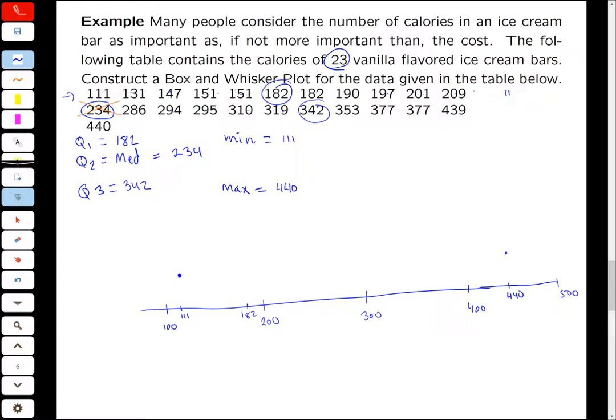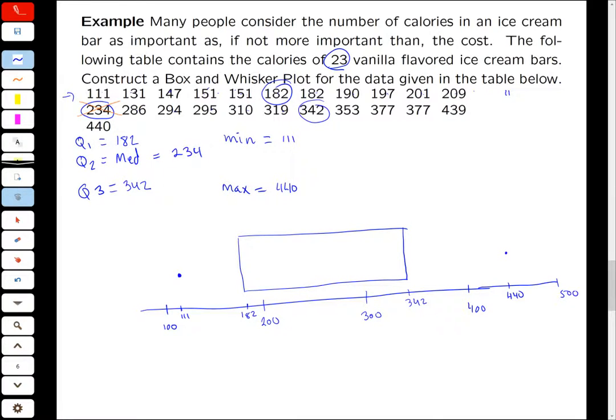Okay, so 342 is almost half, a little bit less than half. So there's my 342. I'm going to draw a vertical line at 342 and 182 and draw that box. Questions on that so far?